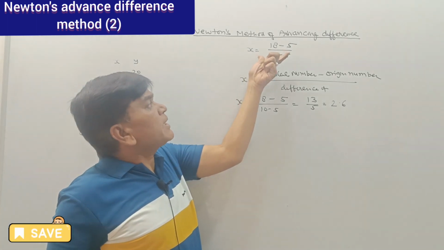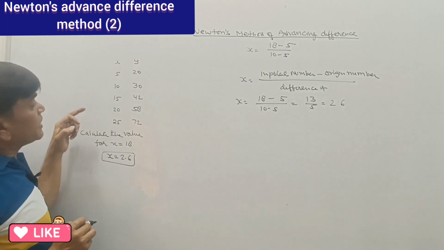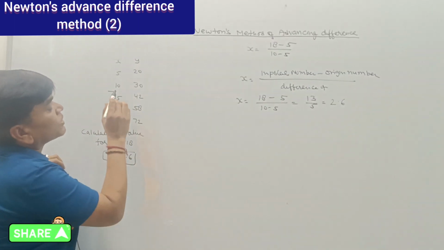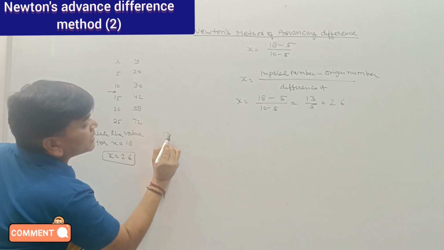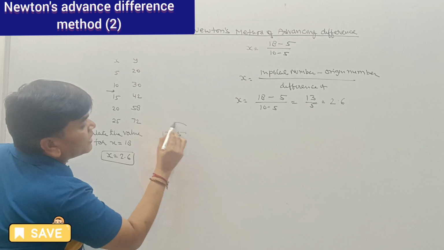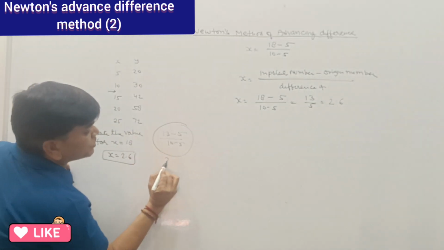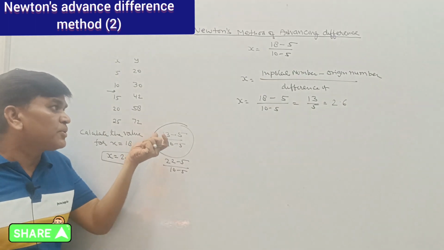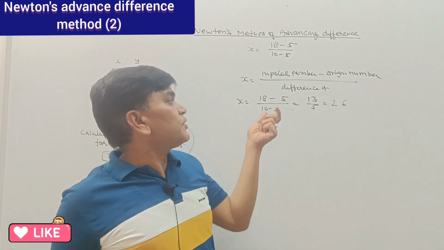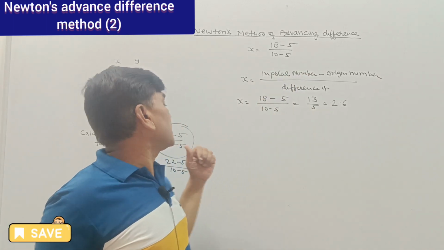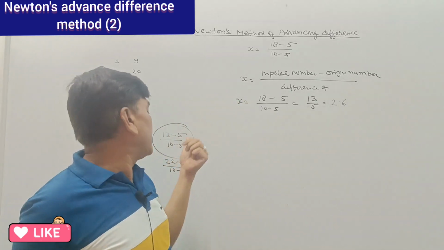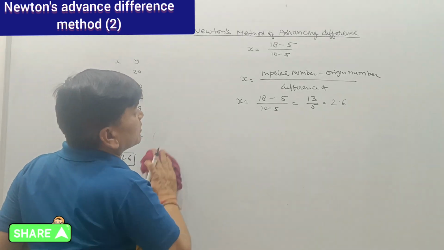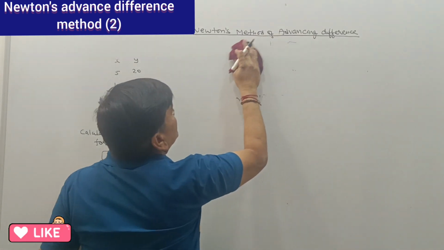This is what we calculate first. If the question asks to calculate for 13, then we will have 13 minus 5 upon 10 minus 5. If we are to calculate the value for 22, then 22 minus 5 divided by 10 minus 5. Whatever value they ask, we use that as the interpolation number. If it is 13, we write 13 here. If they ask for 22, then we have 22 minus 5 divided by 10 minus 5. Next, we have to calculate Newton's advanced differences.